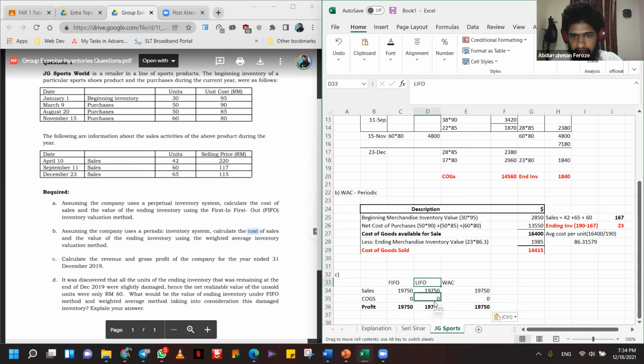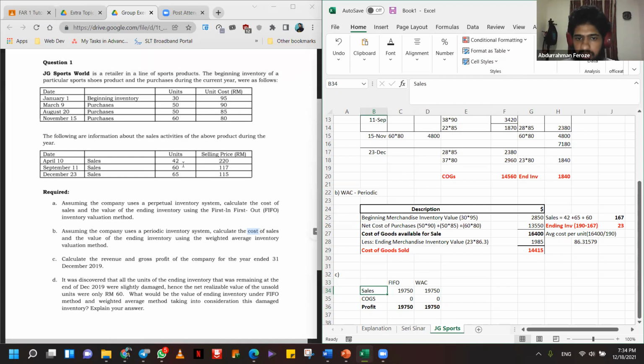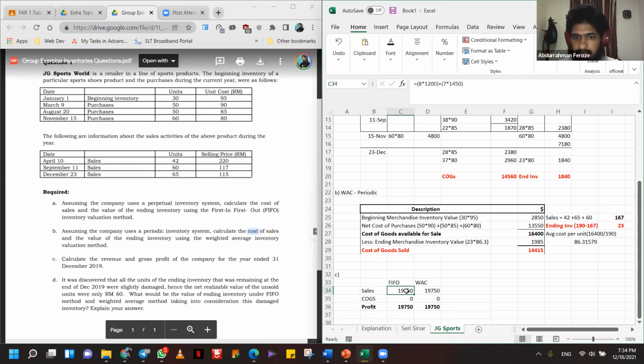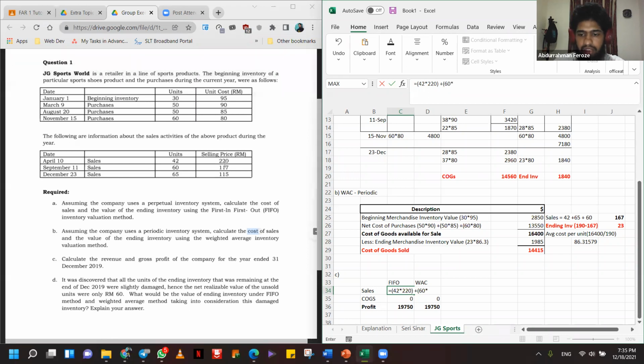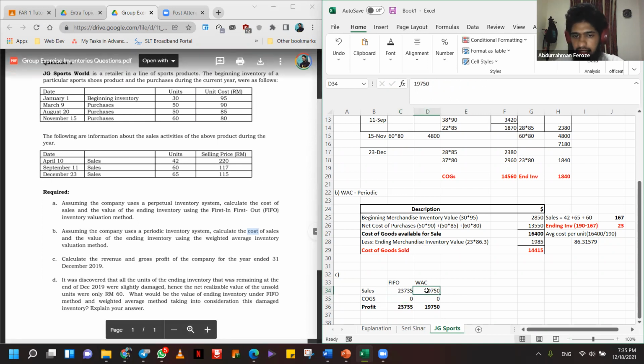Here we don't have this. Okay, so here the sales, once again, we just have to multiply. So we have 42 into 220, right? Plus 60 into 117. We just have to add the sales. 65 into 115. So this is the total sales.